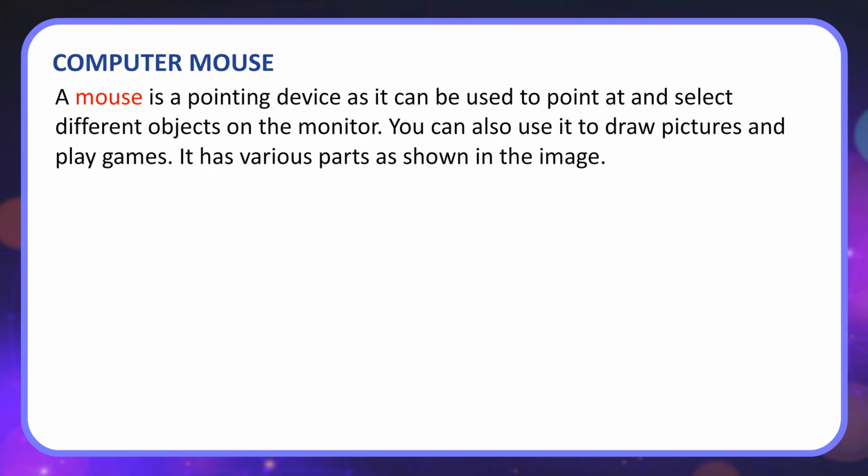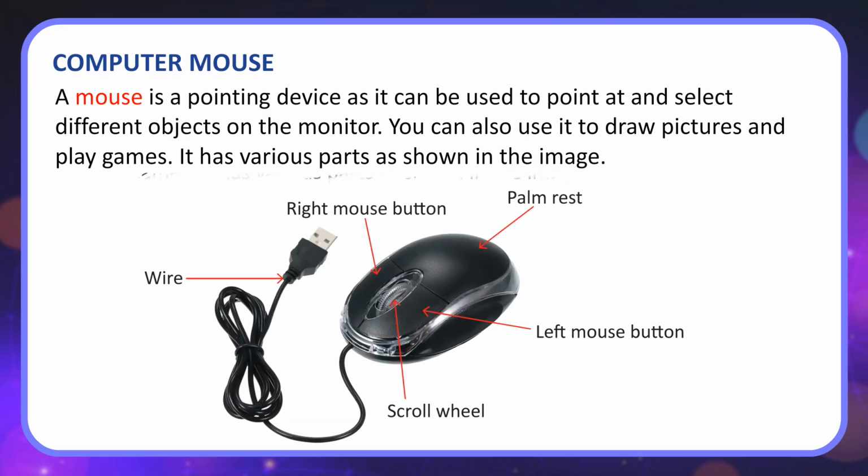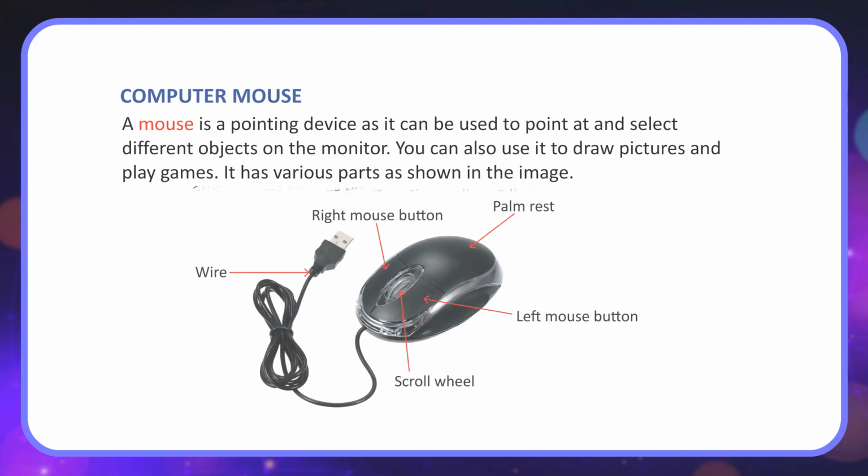Computer mouse. A mouse is a pointing device as it can be used to point at and select different objects on the monitor. You can also use it to draw pictures and play games. It has various parts as shown in the image. Right mouse button. Palm rest. Wire. Left mouse button. Scroll wheel.